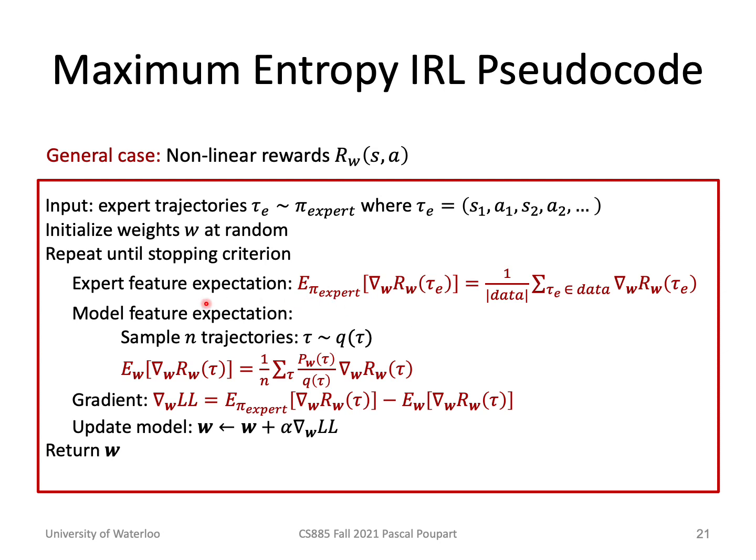So first, you see for the expert feature expectation, we simply replace the feature vector by the gradient of the rewards. And then same thing for the model feature expectation. So the feature vector is replaced again by the gradient of the rewards, and then that leads to a gradient that's just the difference of those gradient expectations, and then we'll take a step in the direction of the gradient as usual to update the weights.